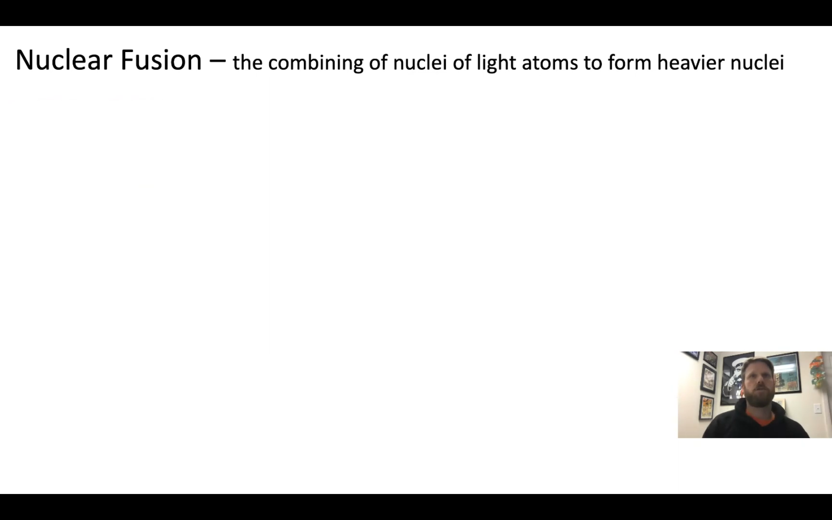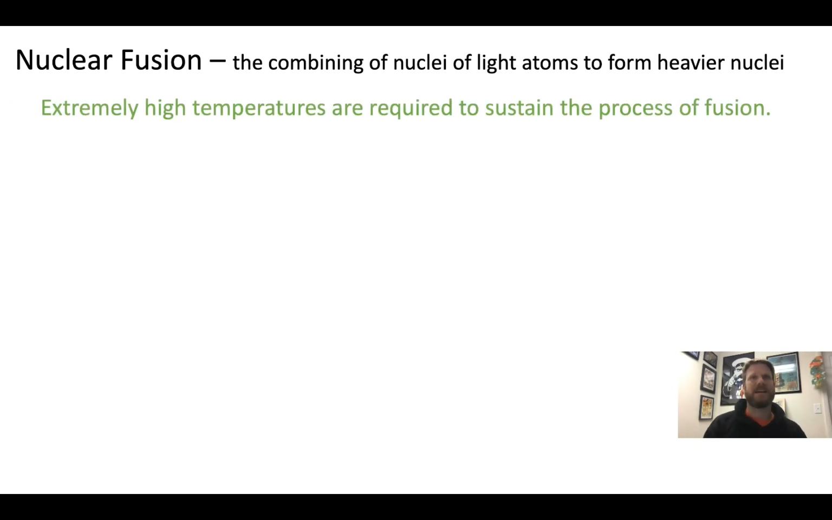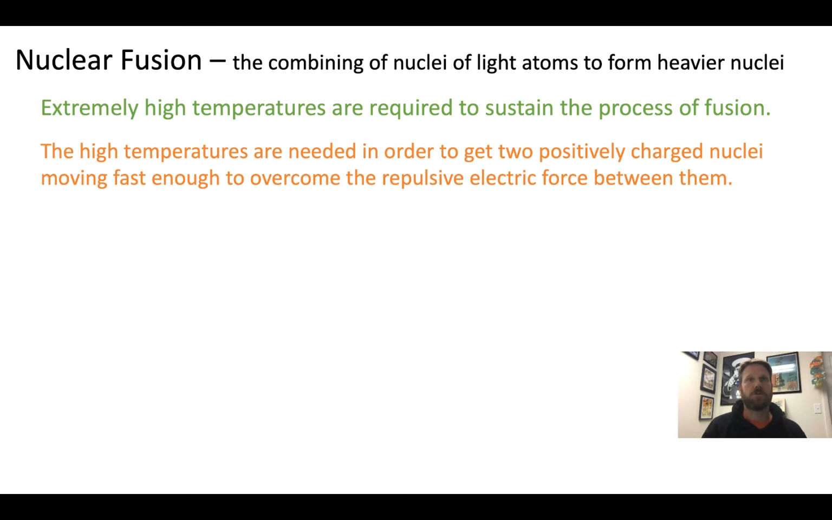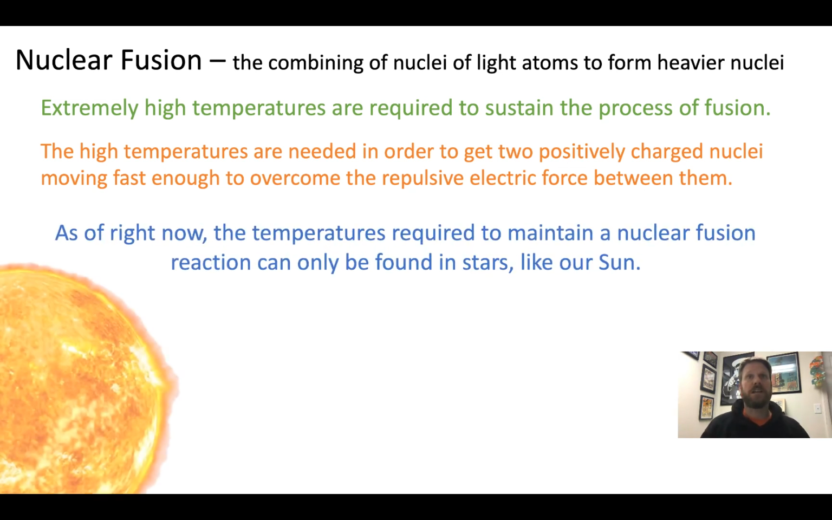The process of fusion requires insanely high temperatures, but the result is nuclei with a handful of protons and neutrons combining together. Ridiculously high temperatures are needed to get the nuclei moving around so fast that the repulsive electric forces between them are easily overcome. For the moment, temperatures of millions of degrees are only obtainable in stars, like our sun. Therefore, the process of nuclear fusion only occurs in those large nuclear furnaces in the sky.